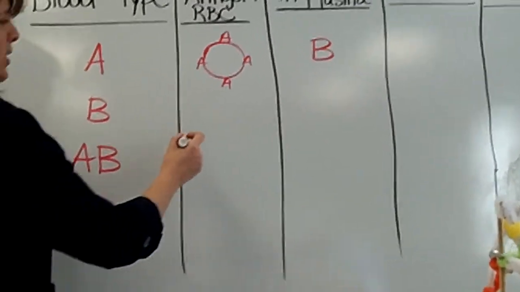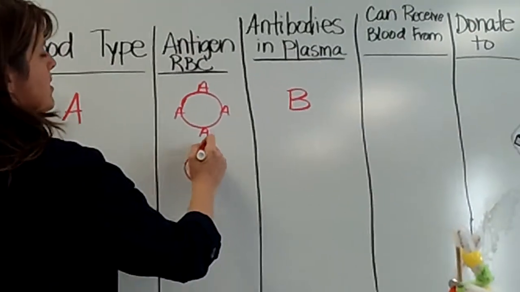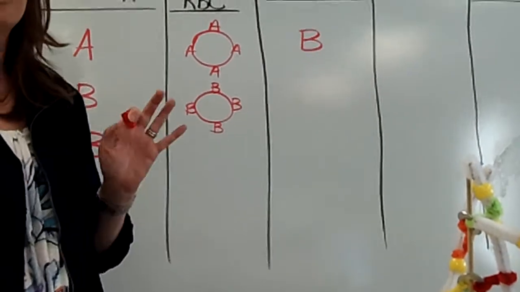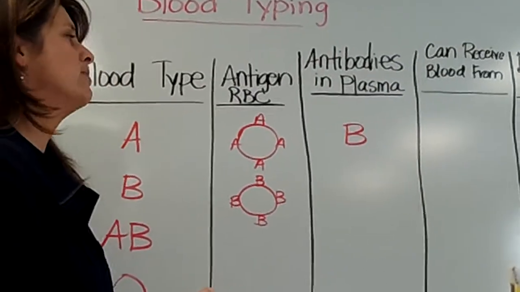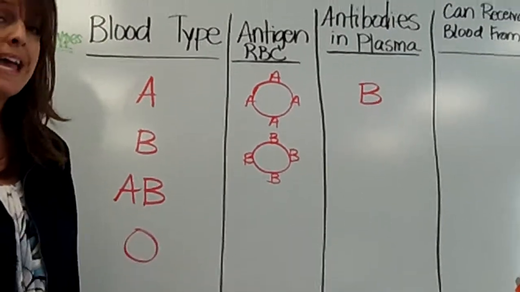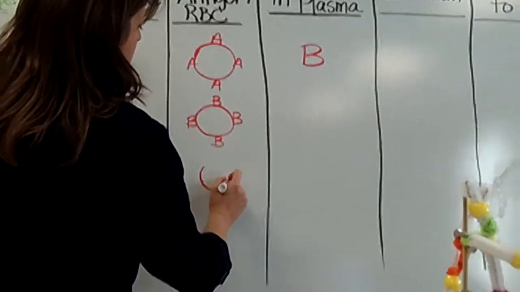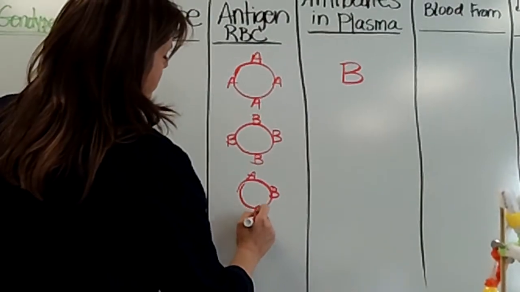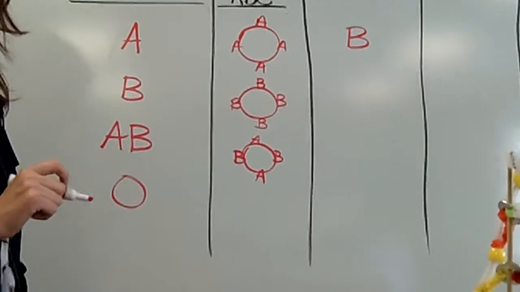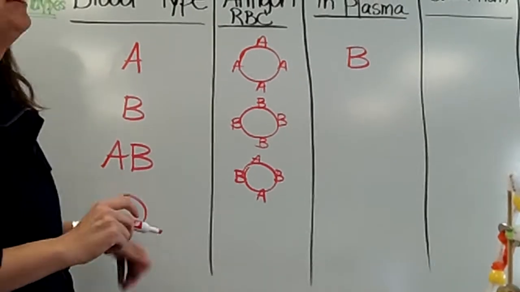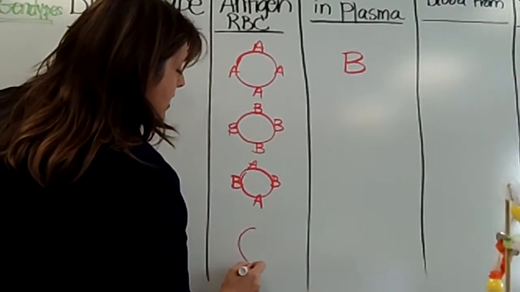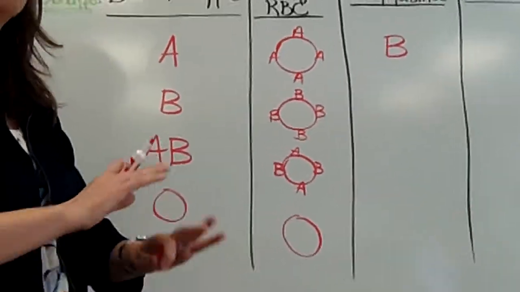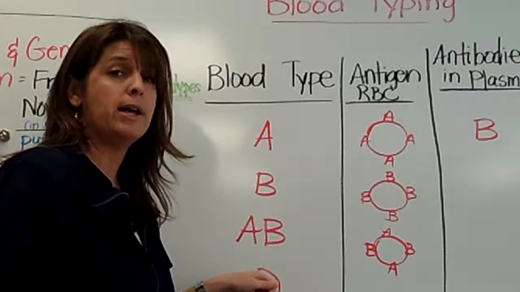So if you have type B blood, then on your red blood cells, you're going to have little B's. Again, they don't really look like B's, but for purposes of our notes, that's what we're going to call them. If you have type AB blood, then on your red blood cells, you have both A's and B's. So we'll put A's and B's on that one. Okay, and if you have type O blood, you don't have any protein markers on your red blood cells. They're just smooth little red blood cells, okay? So there's no protein markers, and we call that type O blood.